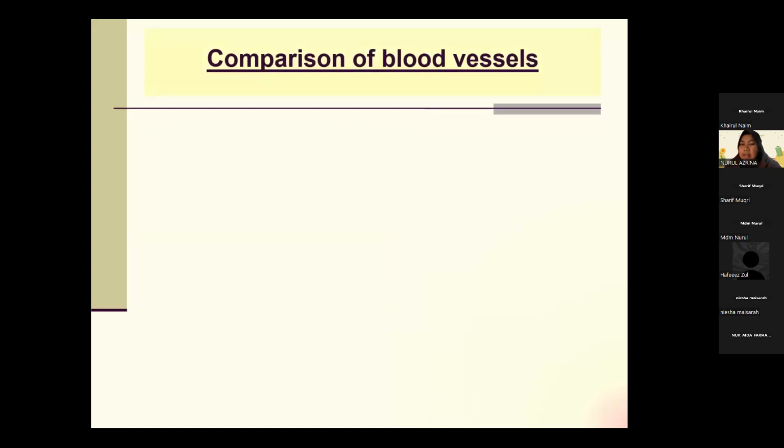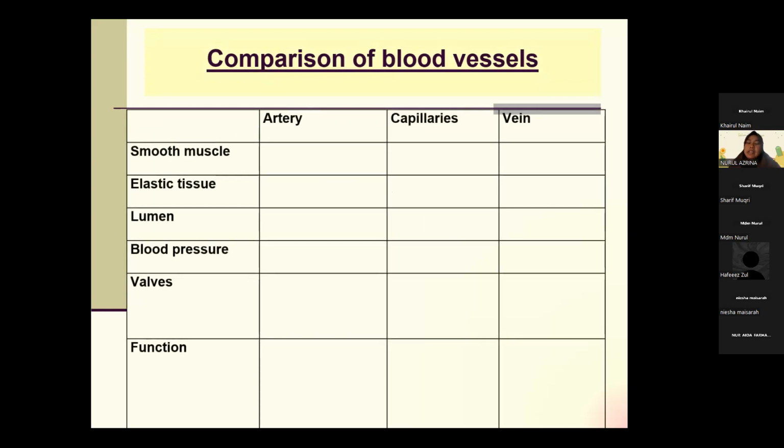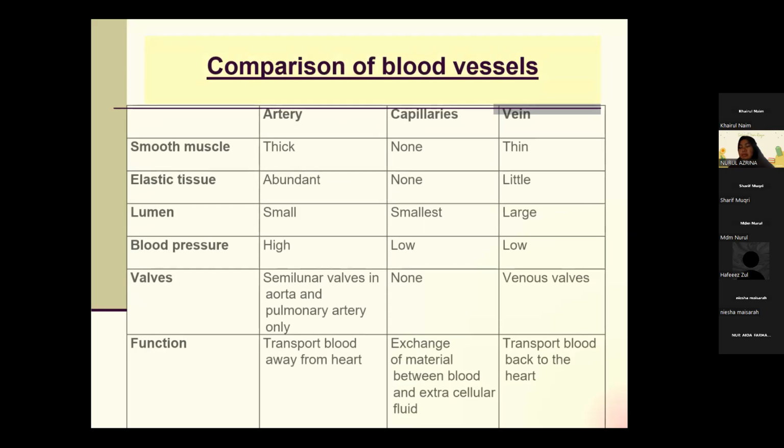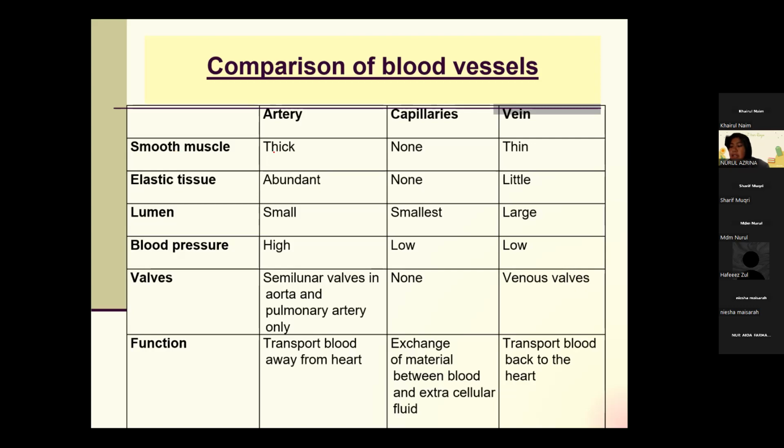Okay, next one. Comparison of blood vessels in terms of their structure: the smooth muscle, the elastic tissue, size of lumen, blood pressure, presence of valve, and also in terms of function. So you can see here, artery has thick smooth muscle compared to vein. Smooth muscle can be found in which layer?